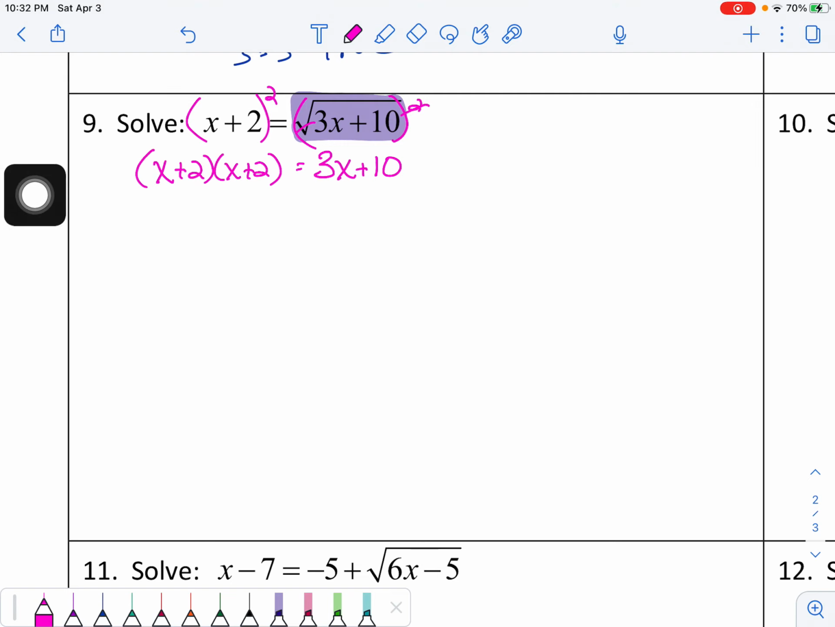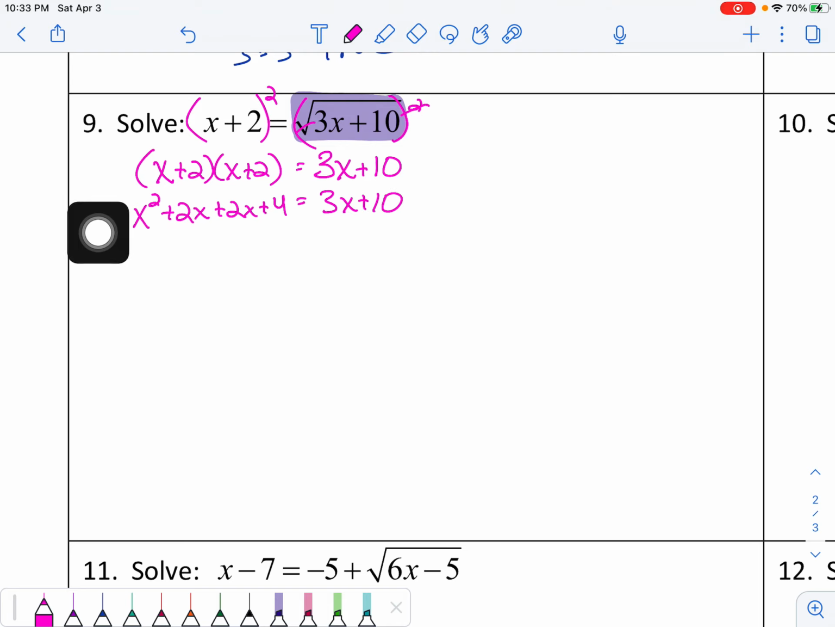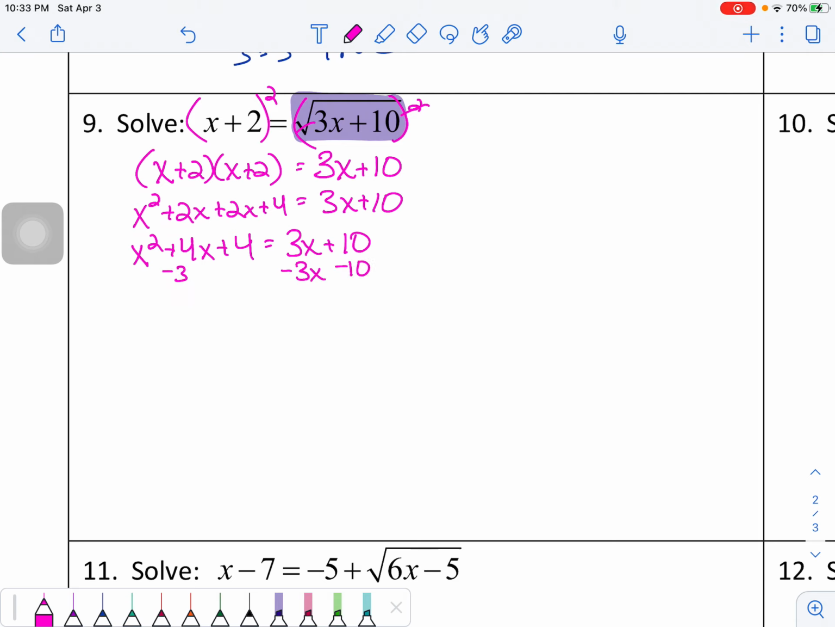Do whatever you need to multiply x plus 2 times x plus 2, distribute, if you know the FOIL method, do what you need to. I'm going to clean up this left side, so x squared plus 4x plus 4 is equal to 3x plus 10. Now, we have a quadratic. And so because I have a quadratic, I actually want to get everything to one side of the problem. So in this case, I'm going to subtract 3x and subtract 10. So we've got x squared plus an x minus 6 is equal to 0.